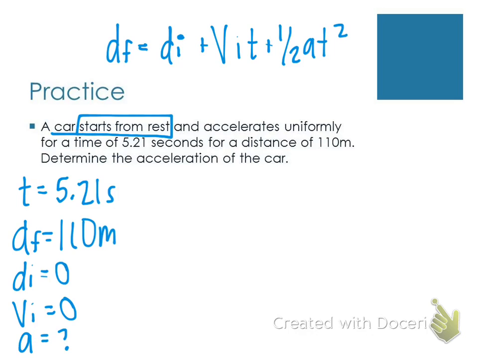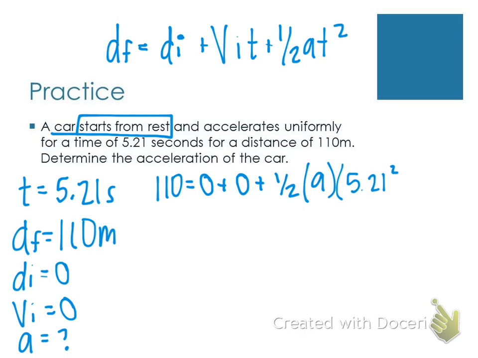All right, so let's plug in here and try and find acceleration. Distance final is 110. 0 plus 0 plus 1/2 a times 5.21 squared. Okay, so why can I make this whole term 0 right here?